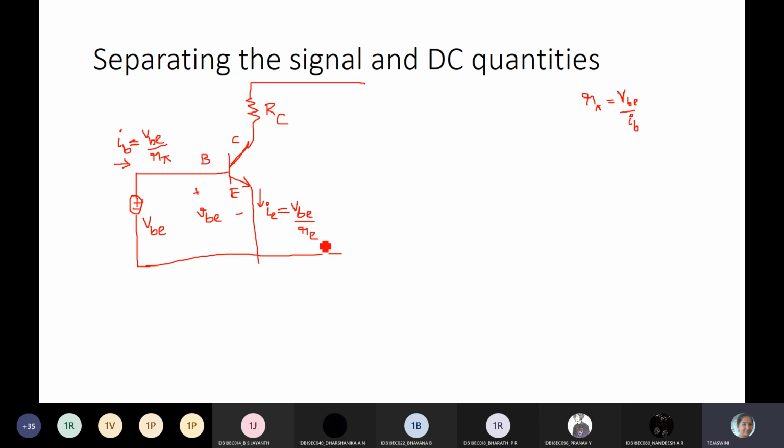So what are the expressions you derived for the signal component, we are retaining in the circuit by eliminating all DC sources. Next, coming to the collector current. Collector current, what did you get with respect to GM?